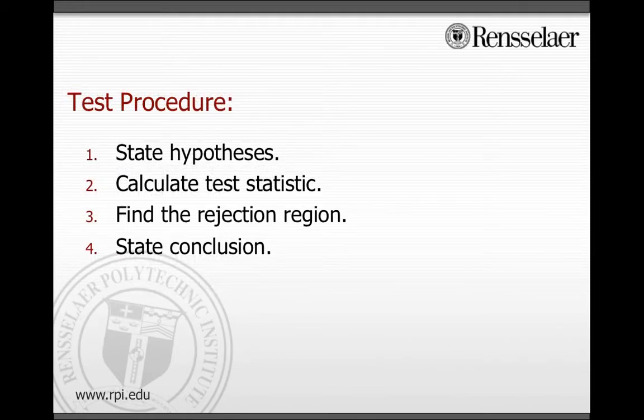So the test procedure for a hypothesis test looks like this: 4 main steps. First, you state your hypotheses. These may be given to you in the problem statement, or you may have to generate them yourself from what the problem is telling you. Second, you calculate your test statistic from the data. Third, you find your rejection region. And fourth, you state your conclusion. So we'll go over these steps in this video.